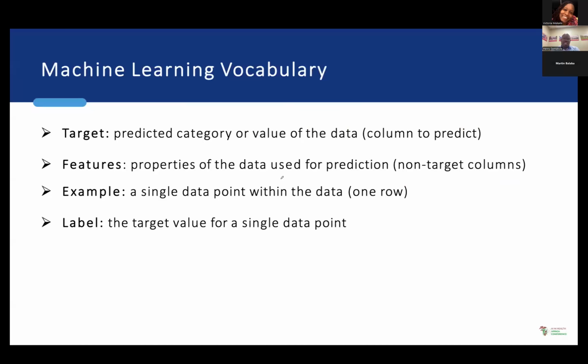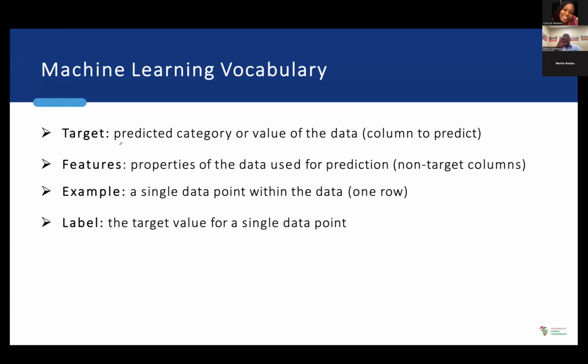There are some vocabularies that we need to understand once it comes to machine learning. We have 3 vocabularies that we need to understand. We have what we call a target. We have what we call features, example, and a label. So a target is a predicted category or a value. A category is what you are interested in.